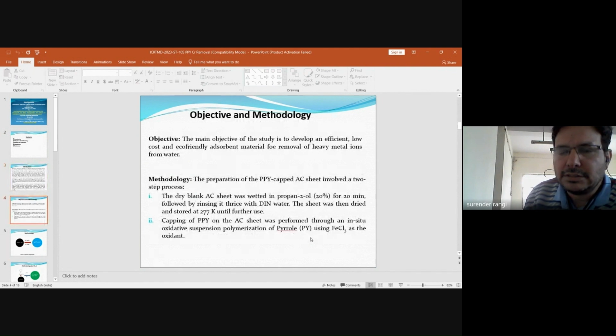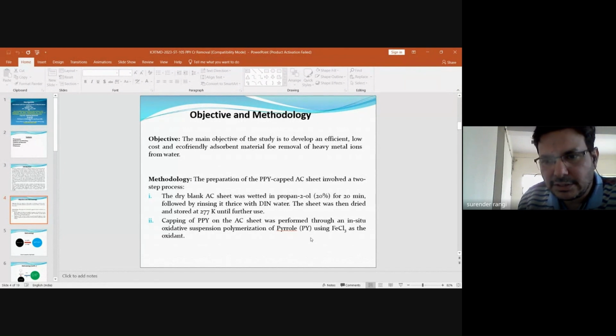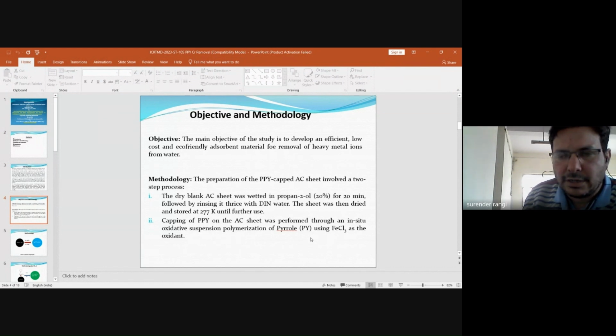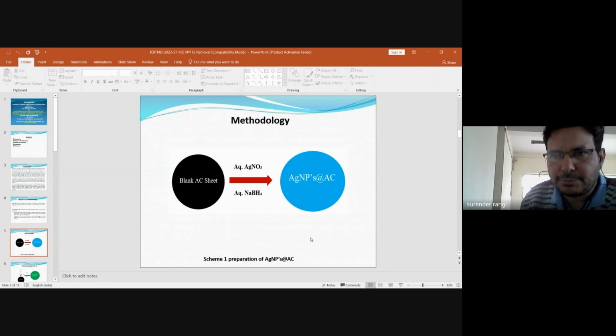In this study, our main objective is to develop an efficient, low-cost, eco-friendly adsorbent material for removal of heavy metals from water. The methodology used here is a two-step methodology in which activated charcoal sheets were encapsulated with silver nanoparticles and then capped with polypyrrole. And this is the schematic diagram.